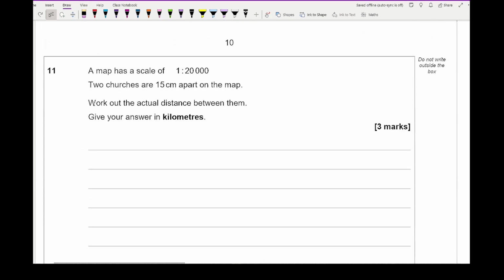Moving on to question 11, it says that a map has a scale of 1 to 20,000. Two churches are 15 centimetres apart. Work out the actual distance between them. Give your answer in kilometres. So for this, because the scale is 1 to 20,000, that means 1 centimetre is 20,000 centimetres. So if I've got 15 centimetres, I need to times that by 15. So 20,000 multiplied by 15 gives me an answer of 300,000 centimetres.